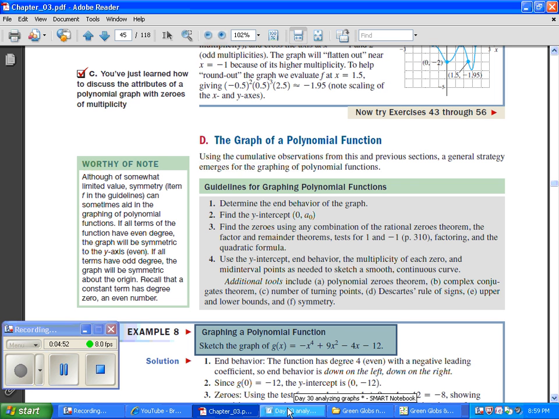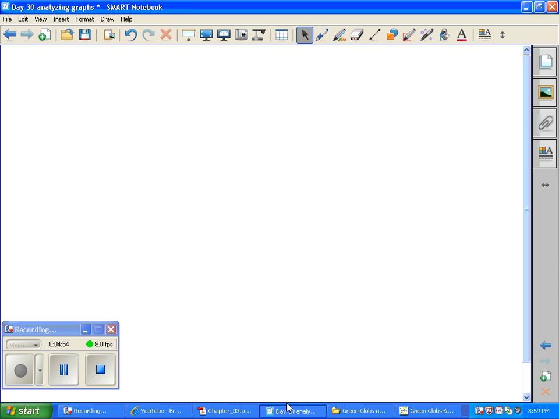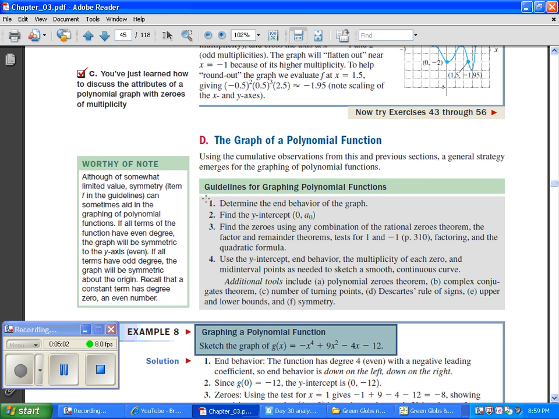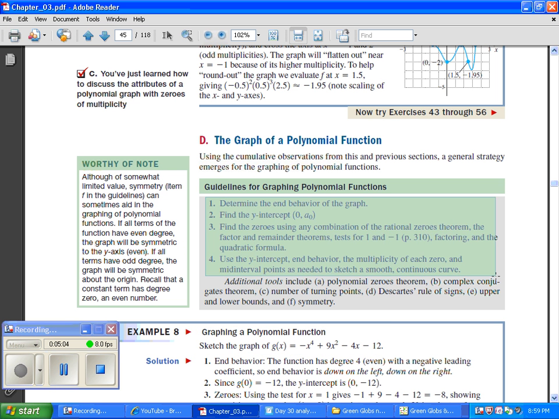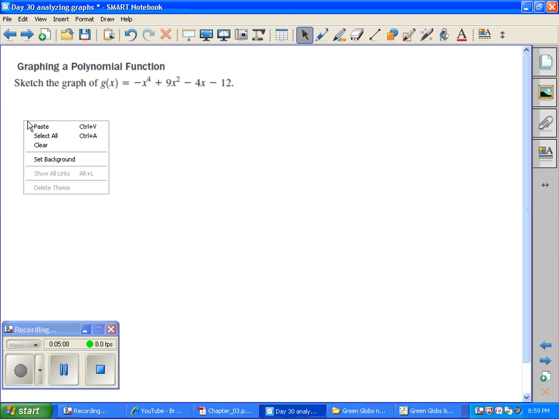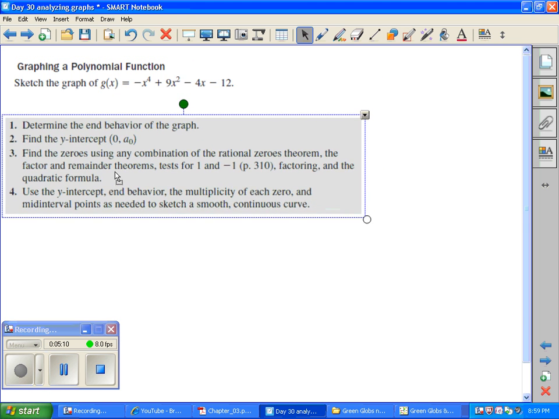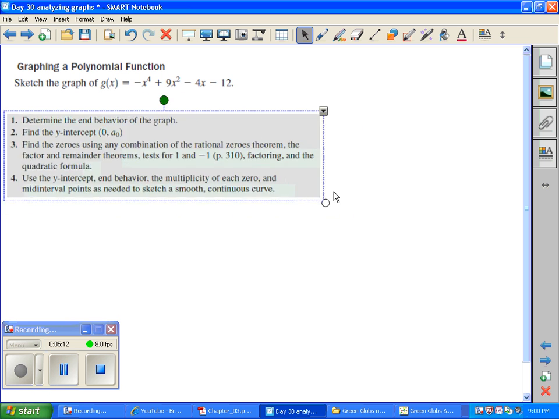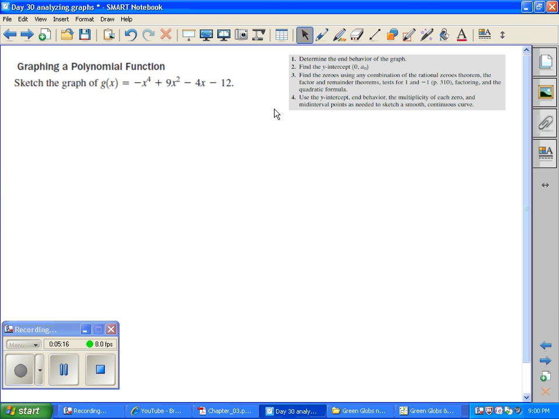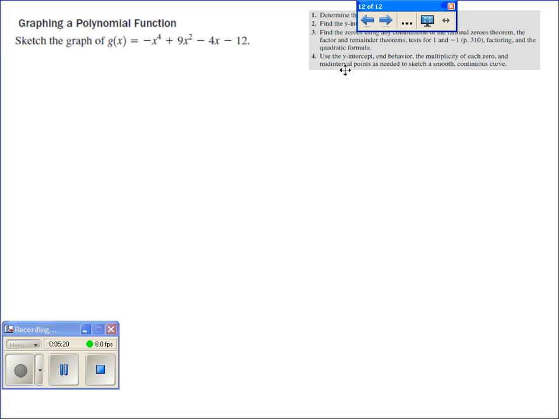So moving down, it says sketch this graph. If we're going to sketch it, we're going to have to do everything it said. First thing, actually, let me do a little copy of this, and I'll shrink it down and put it in my notes here. So we're going to determine the end behavior first. Let me throw that up there. Determine the end behavior. And let's go to big view. How do I go to big view? All right.